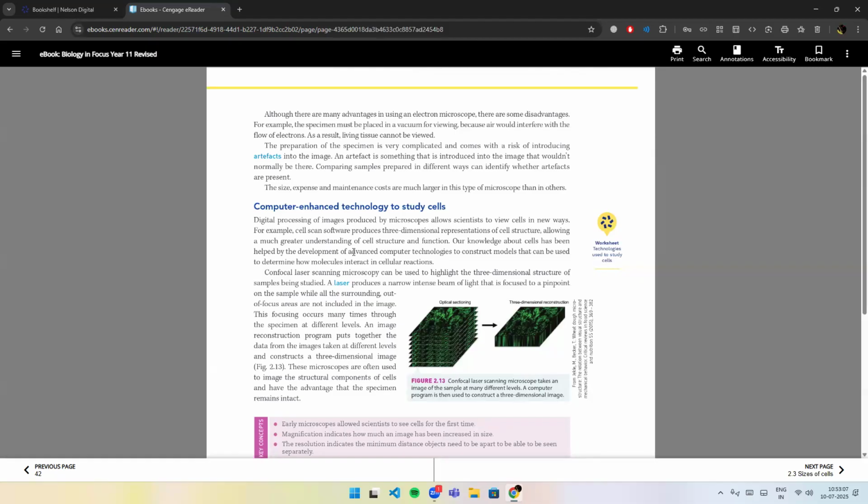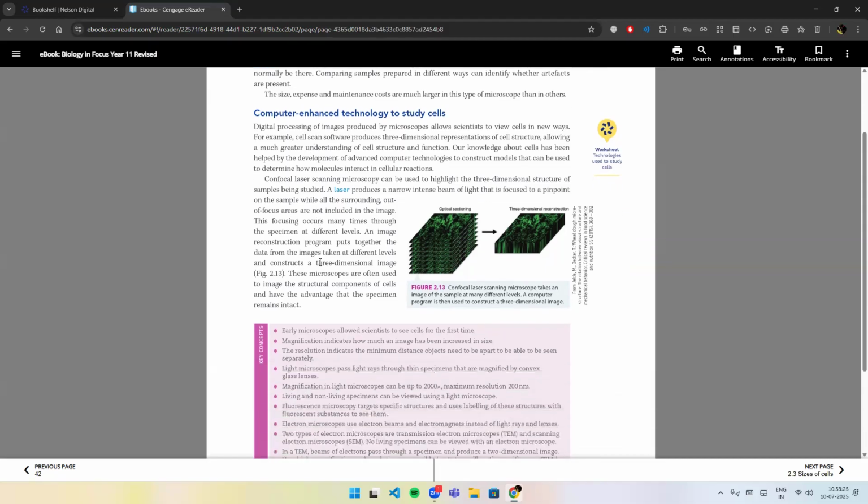An artifact is something that is introduced into the image that wouldn't normally be there. Comparing samples prepared in different ways can identify whether artifacts are present. The size, expense, and the maintenance costs are much larger in this type of microscope than in others.